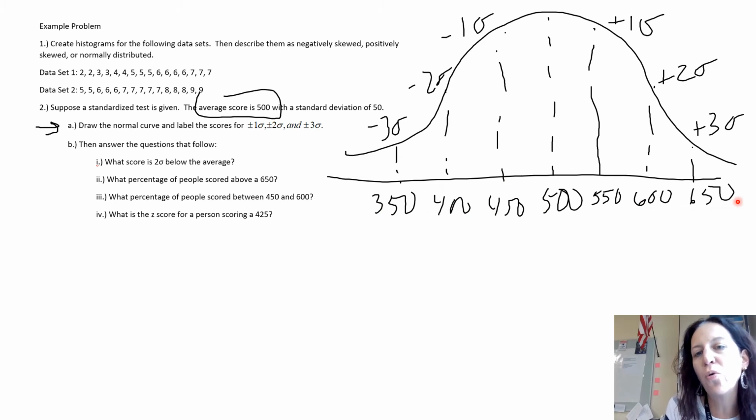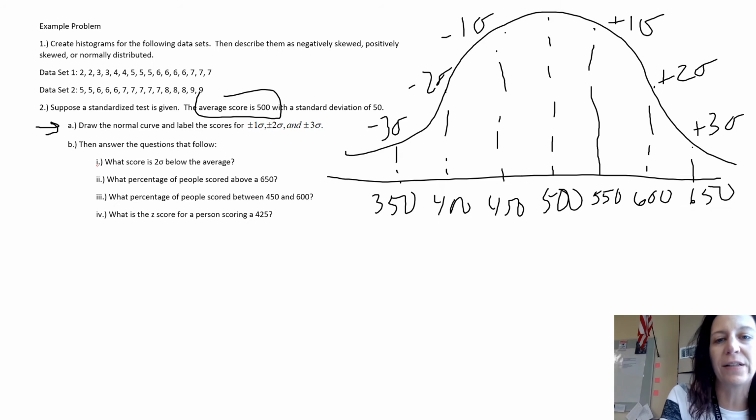So you've got the scores, and then this curve represents the percentage of people who score in that band. So if you know that it is normal, then these numbers are always the same. So this is 34%. This is 34%.